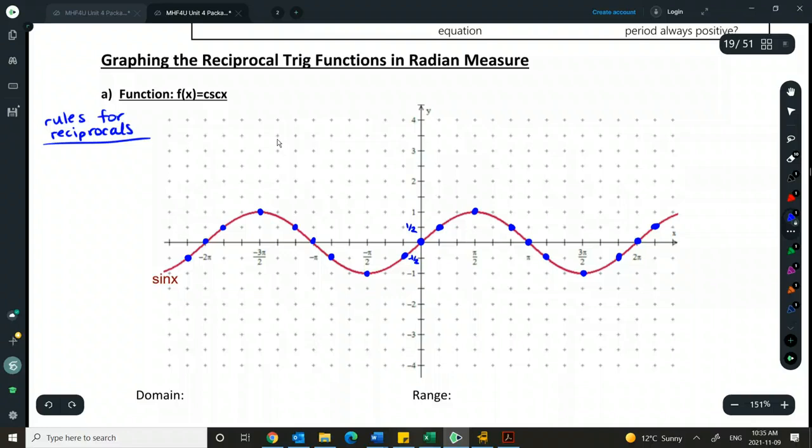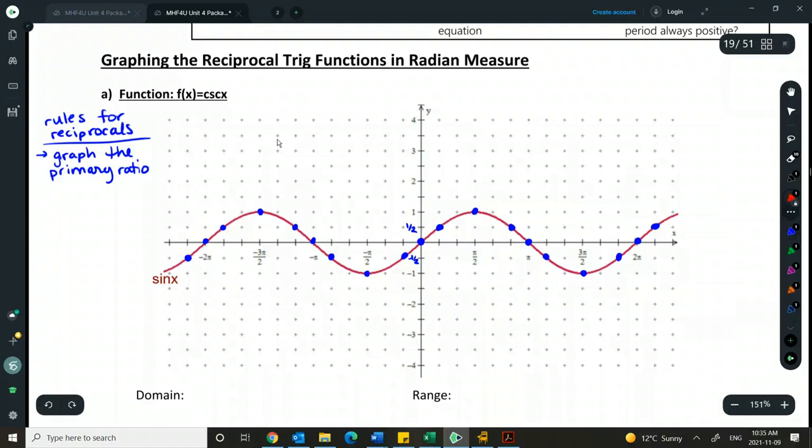So you will start with the graph of your primary function. So for cosecant, we start with sine. For secant, we start with cos, and so on. So either graph the primary ratio or at least have the points of the primary ratio.